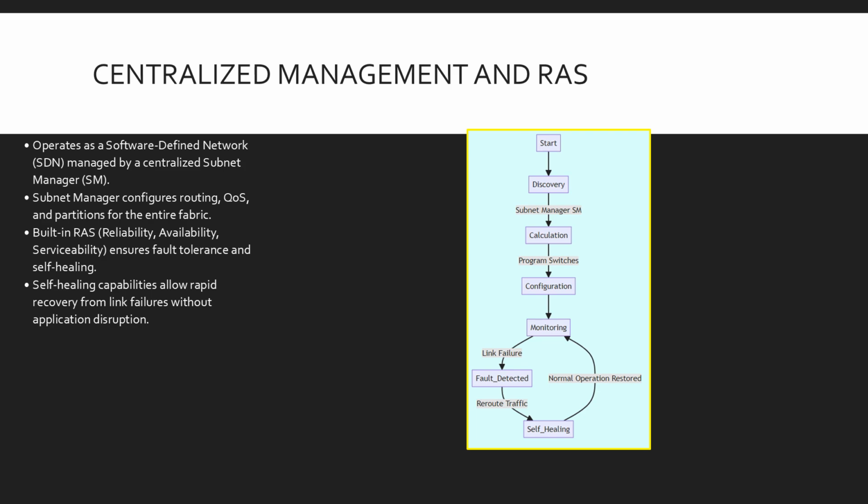This state diagram represents the life cycle of the subnet manager. It starts with discovery of all nodes. It then performs calculation to determine optimal routes and pushes configuration to the switches. It enters a monitoring state. If a fault is detected, such as a cut cable, it immediately transitions to self-healing, calculating new paths and reprogramming the fabric to reroute traffic before returning to monitoring. This loop ensures continuous availability.